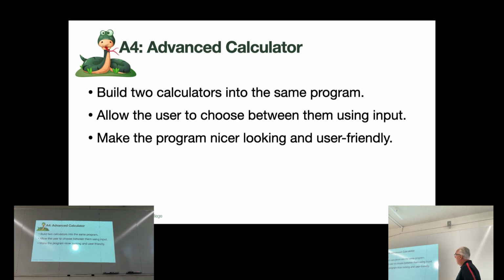All right. So you want to build two calculators into one program, and you're going to give the user a choice. Which one do you want to use? This one or that one? And then once they choose, you're going to ask them for their input and do the calculations and give them the results. Okay? And that will be the end of the program.